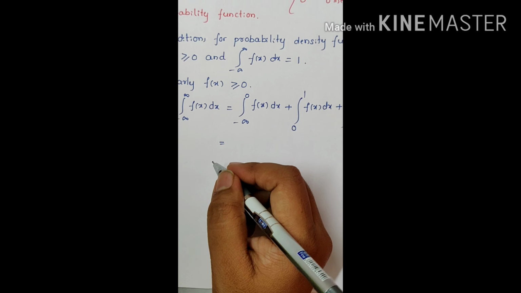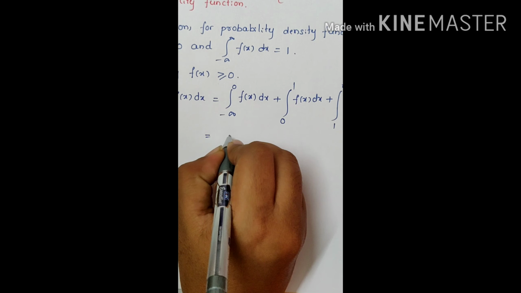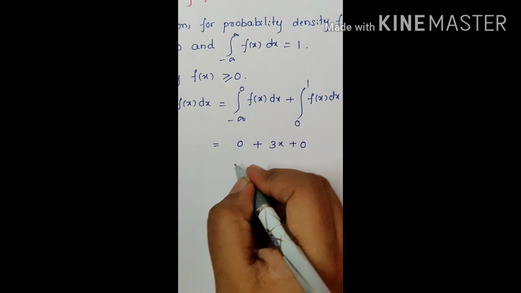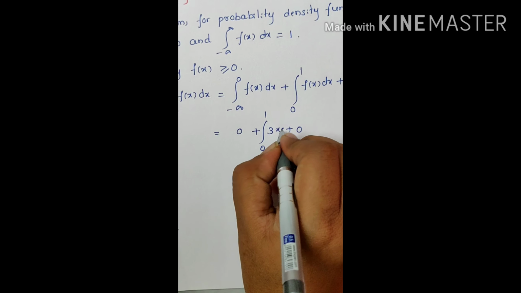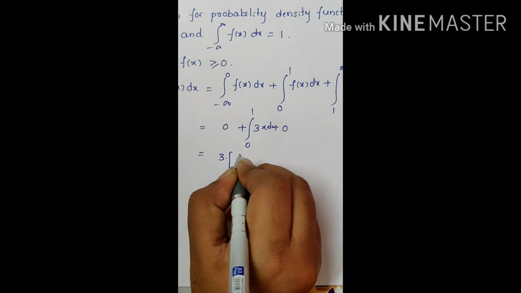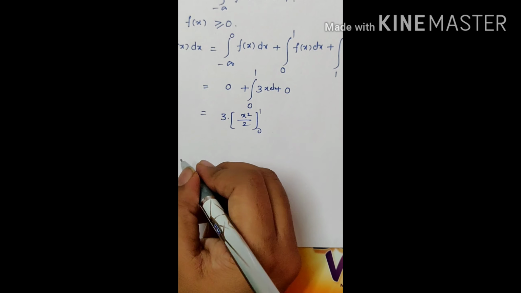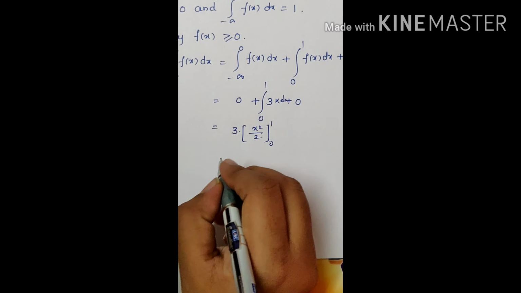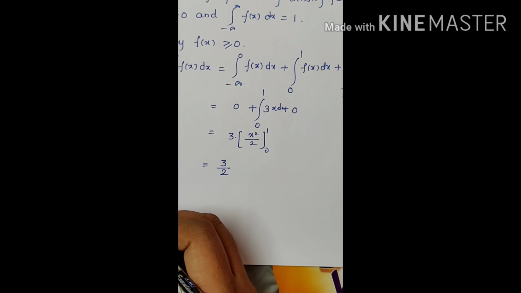So when x lies between 0 and 1, the function takes the value 3x. For the remaining parts it is 0. So it is 0, plus integral 3x from 0 to 1 dx, plus 0. So it is 3 into x square by 2, integral from 0 to 1. So it is 3 by 2.